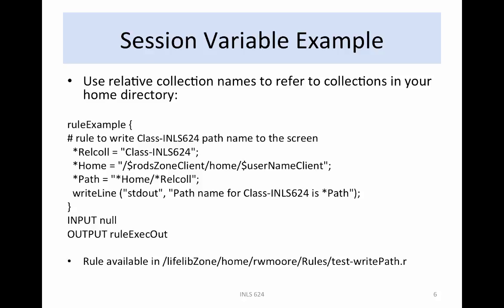A standard use of the session variables is to identify your home collection name for use in a rule. The example shown here shows how to use the zone and user session variables to create a logical path name to a collection in the data grid. Each logical path name to a file in your collection starts with the data grid zone name, then the word home, and then your account name. We can automatically fill in this information using session variables.